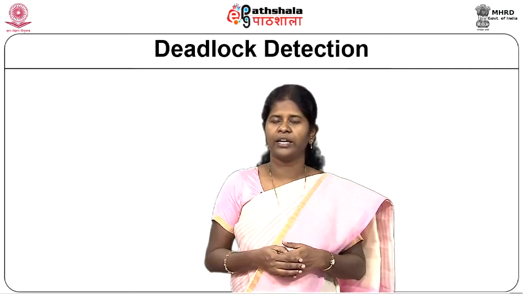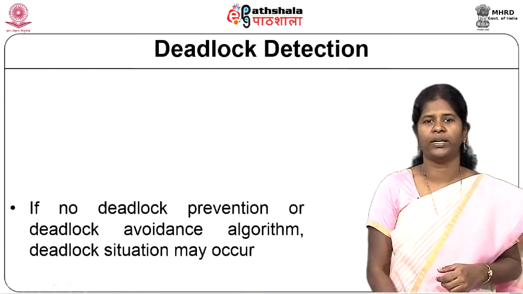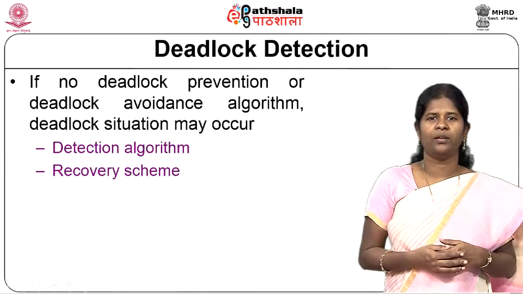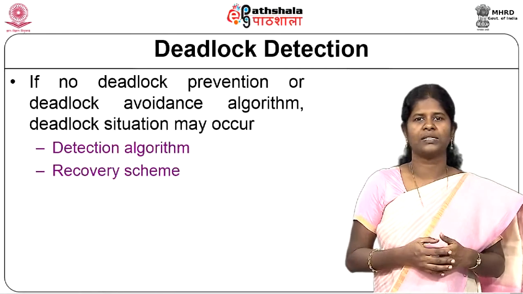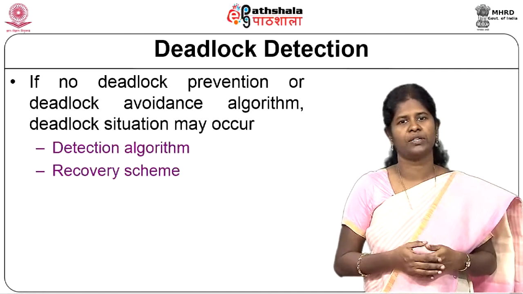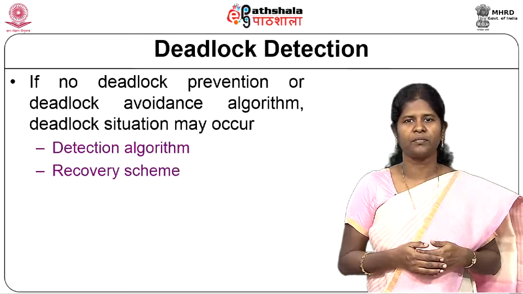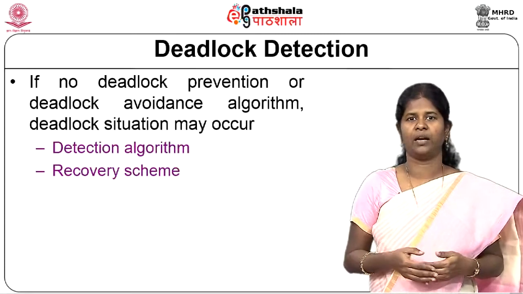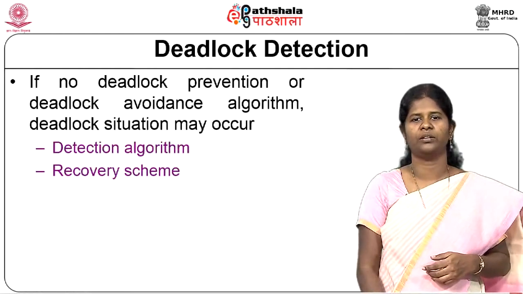And if you are not handling prevention or avoidance of deadlocks, then what can happen is that deadlocks will happen in the system. And when deadlock is happening in the system, you need to have some mechanism to find out if there are deadlocks in the system, and when you find that there are deadlocks, you need to have mechanisms to recover from the deadlocks.